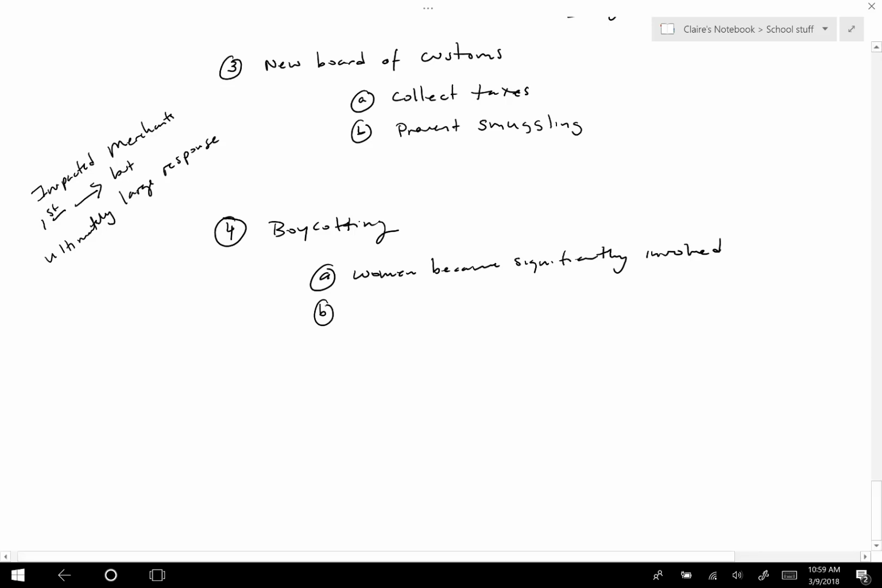With the boycotting, women became significantly involved, and what they did is they basically said, we're going to boycott all English goods, all British goods. And instead, we're going to do what was called homespun goods. Right? They're going to make their own stuff. Make your own stuff locally.